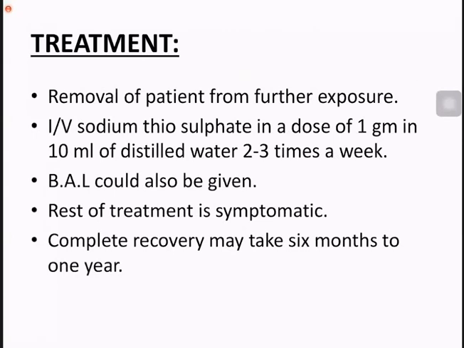So, for the treatment for chronic poisoning, firstly, remove the patient from exposure. That's the number one treatment. You can start with something called sodium thiosulfate, IV. You can even use dimercaprol, and the rest of the treatment is symptomatic. You can expect complete recovery within 6 months to 1 year.